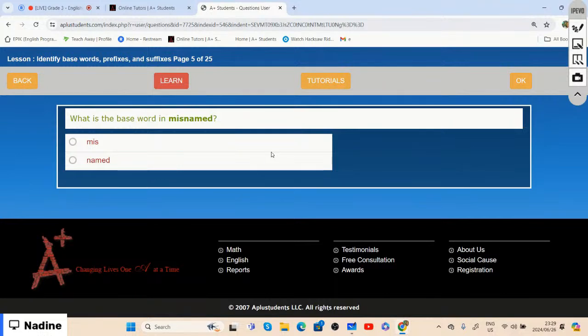What is the base word? The base word, the word that can stand on its own, in misnamed. Misnamed. Is it miss or is it named? Misnamed.